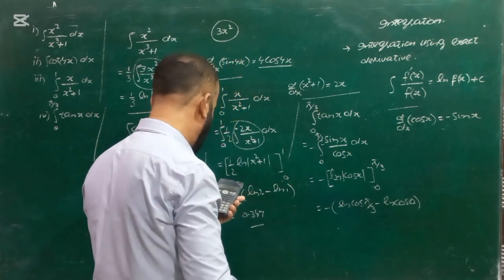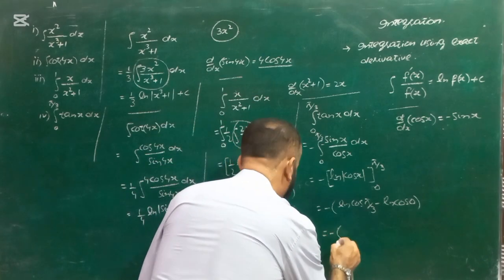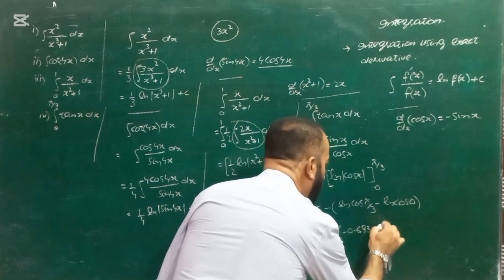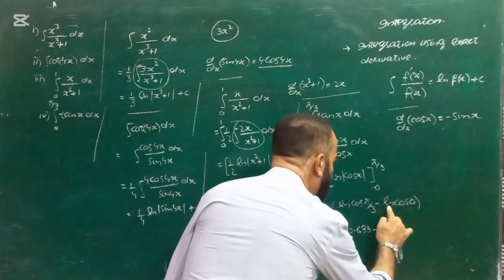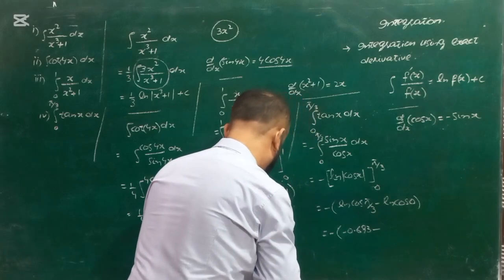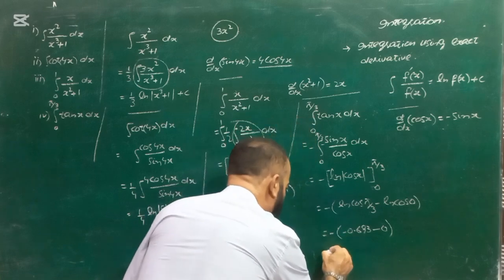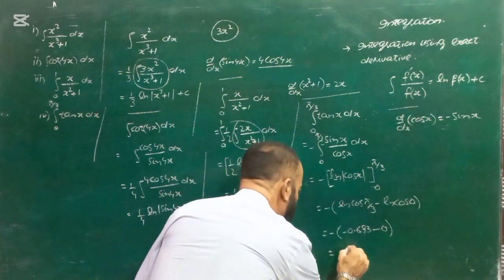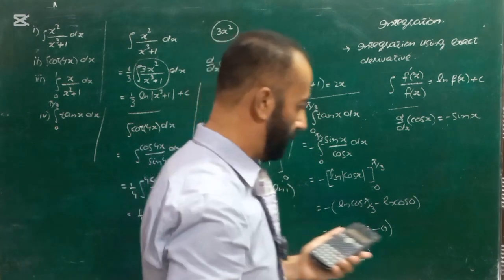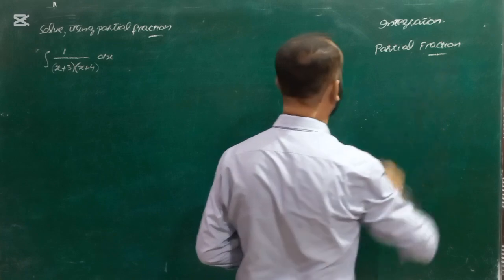Answer is minus 0.693. Minus cos 0 is 1. So natural log of 1, answer is 0. And this minus minus will be multiplied to become positive. So 0.693 is the answer. The next topic which we are going to start in the integration is partial fraction.